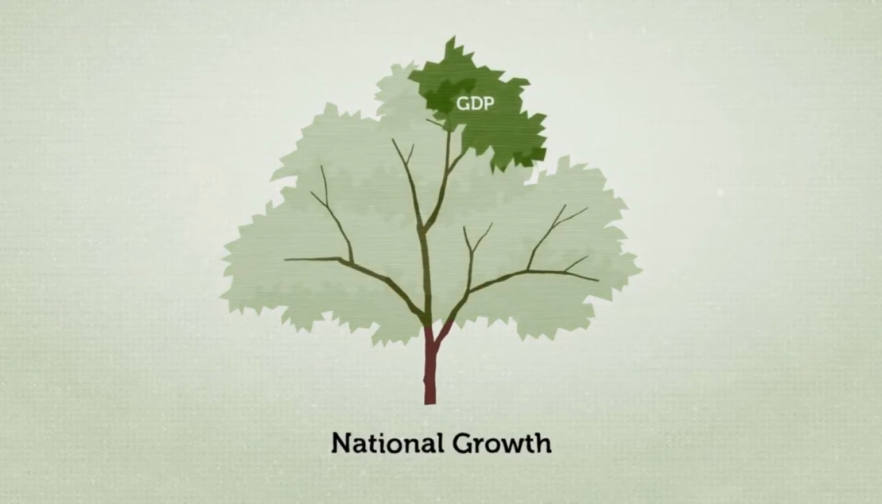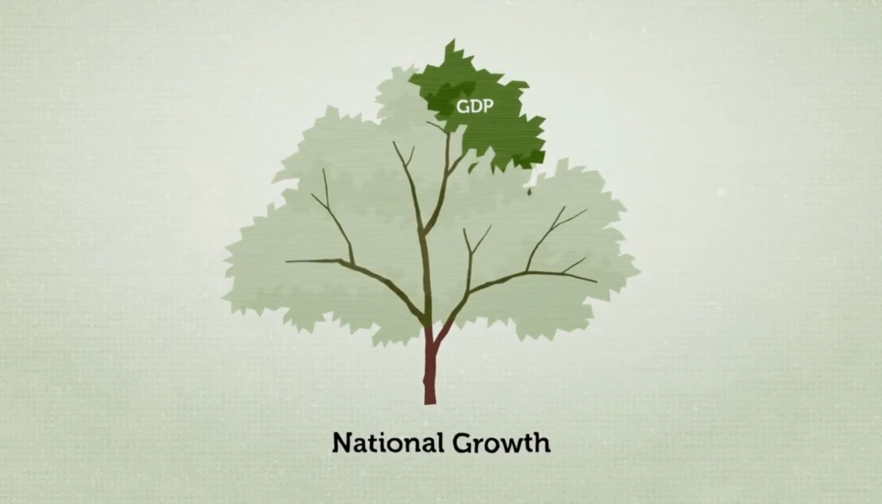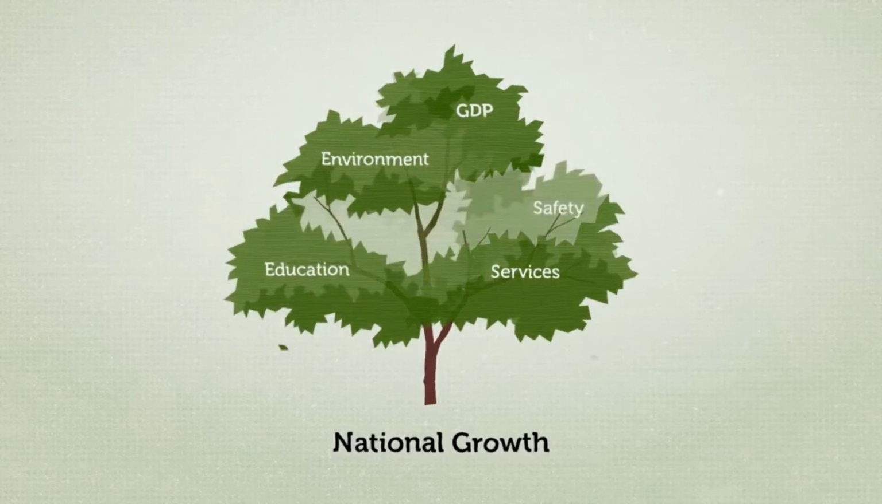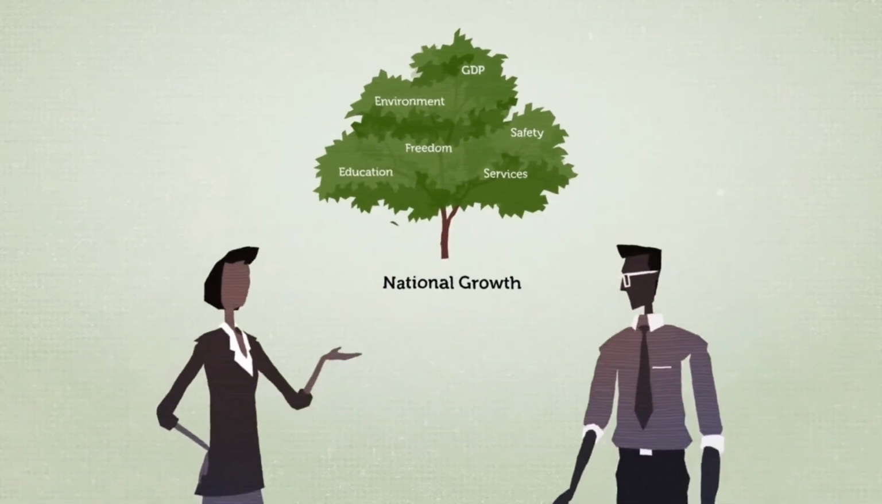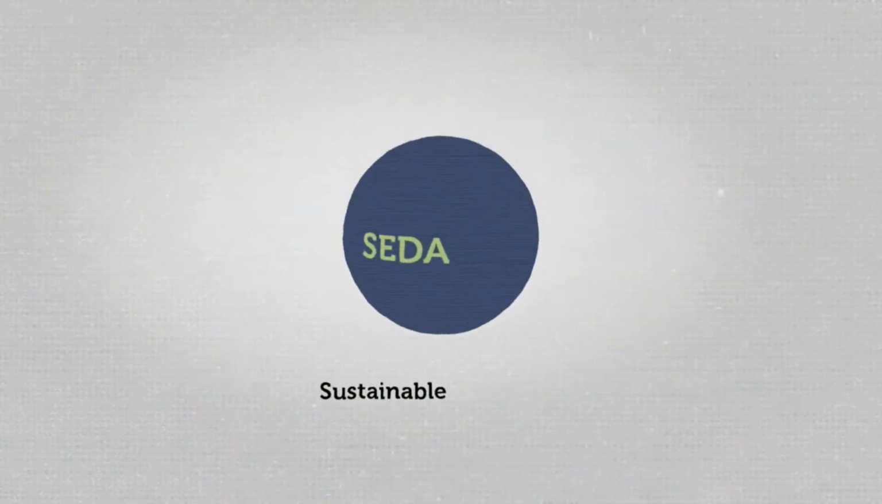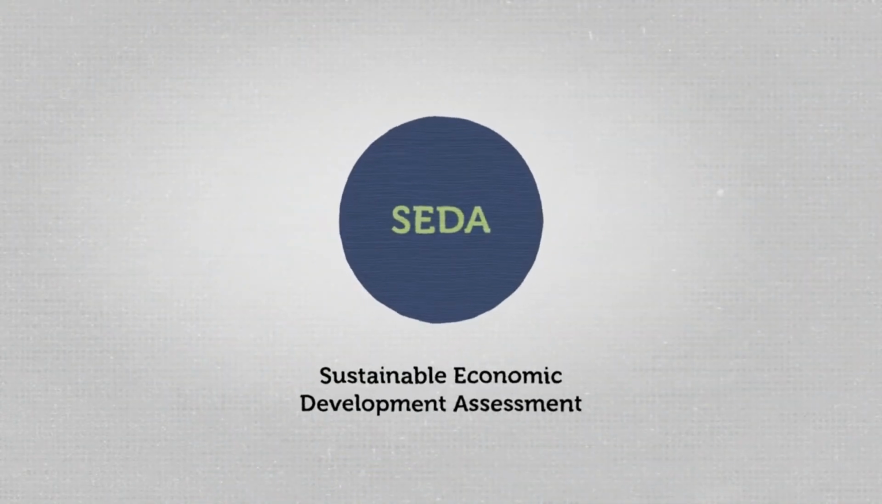But what it doesn't show are some of the things that matter most to its people. Things like working public services, clean air, accessible education, safety from violence and harassment, and speaking freely without fear of arrest. So how can these factors be measured? This is where the Sustainable Economic Development Assessment comes in.